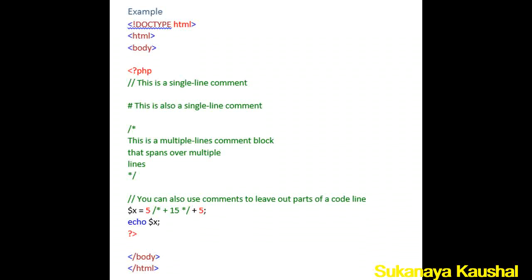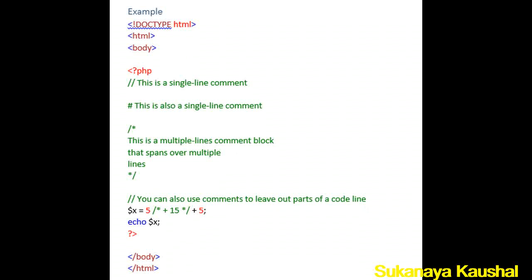Next we have the single-line comment. For a single-line comment we use a double slash or a hash sign. If we want to write a single-line comment we use the double slash, otherwise we use the hash.